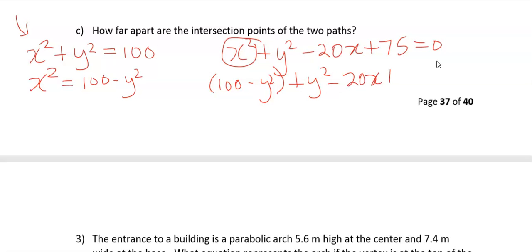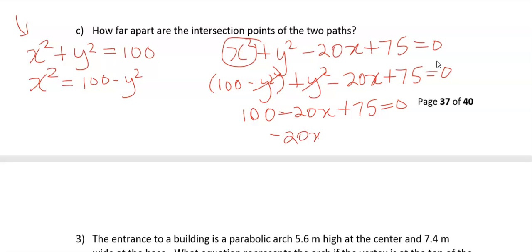Minus 20x plus 75 is equal to 0. So let me see, what will that give me? Well, if I remove the brackets, I'm just going to have 100 minus y squared plus y squared. They're going to disappear. So I'm going to have 100 minus 20x plus 75 is equal to 0. Now, if I get that x by itself, what I'll end up with is negative 20x is equal to, now 175. Bring that to the other side and I get minus 175. And ladies and gentlemen, you divide both sides by 20, and here's what you're going to get.